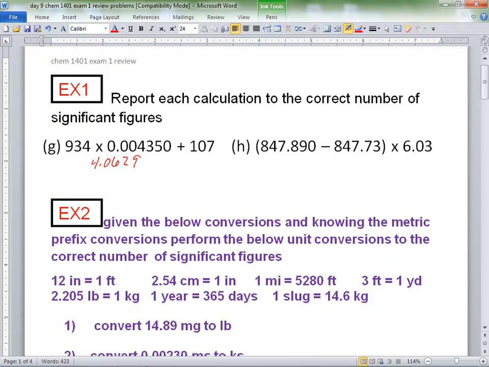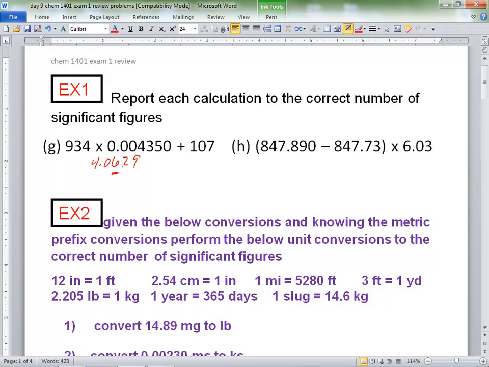4.0629. Now, Allison said, Katrina, that you report your answer to the one with the least number of sig figs. So, and we did that by underlining something here. What did we underline? What should we underline here? She said, report your answer to the one with the least number of sig figs. 4.06. Exactly. So what we did is we just underlined it, because you can't do any rounding till the end. Everyone with us so far?